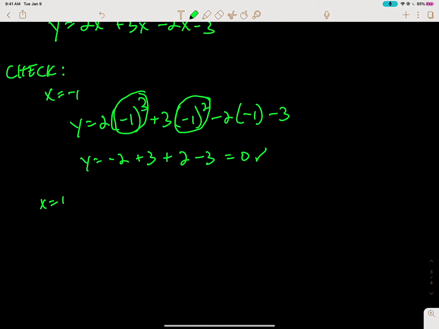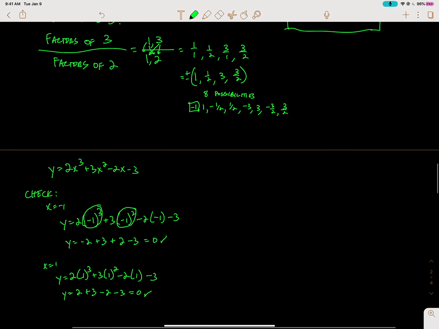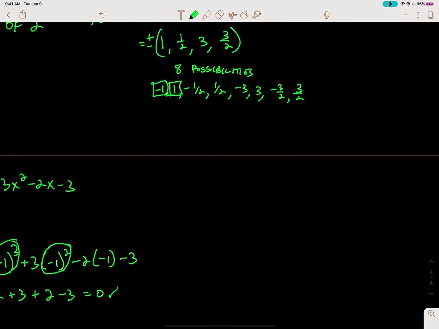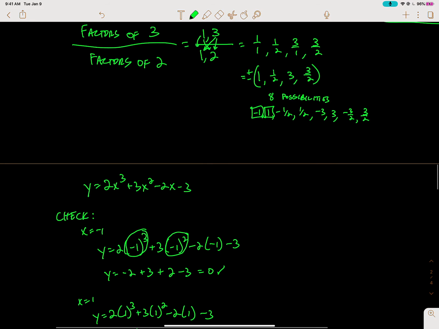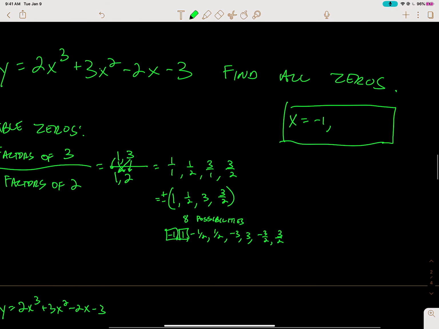X equals 1. If I plug that in, I get 2 times 1 to the 3rd plus 3 times 1 squared minus 2 times 1 minus 3. So this will be 1 cubed is 1 times 2 is 2. 1 squared is 1 times 3 is 3. -2 times 1 is -2, and then minus 3. That also indeed does equal 0. So 1 is a winner. We only need 1 more. All right, so we'll put that in our list for our answer.